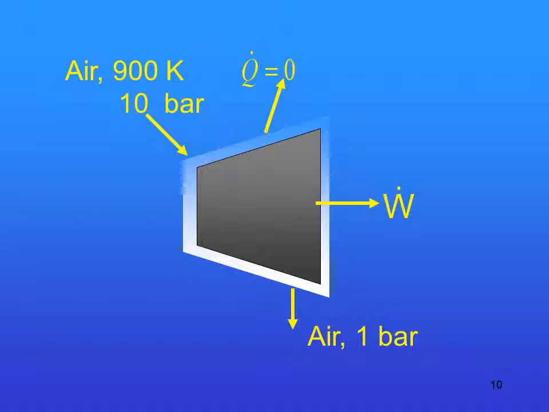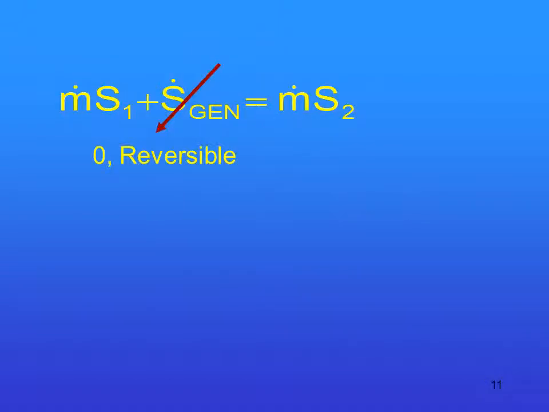we don't know the temperature, but we know it's reversible. We know it's adiabatic, and we can do the energy balance on it and the entropy balance, and we can find the outlet temperature and the work done. So first, the entropy balance. M S1 plus S generated equals M S2. So, of course, if it's reversible, S generated equals 0.